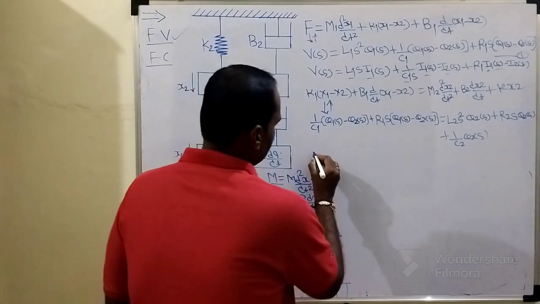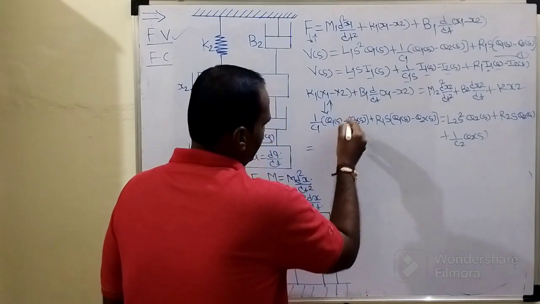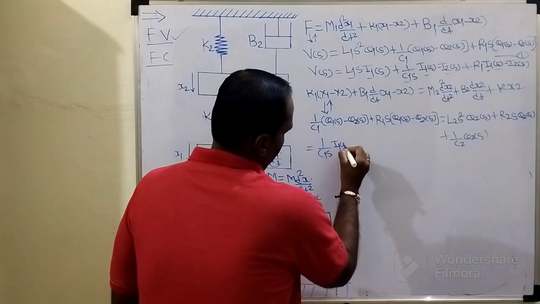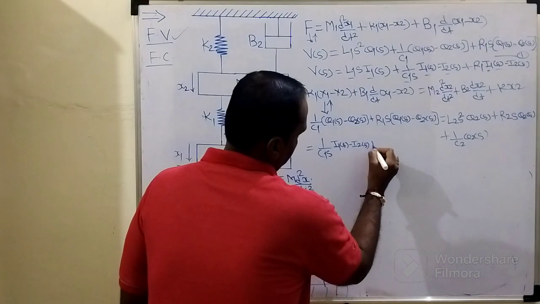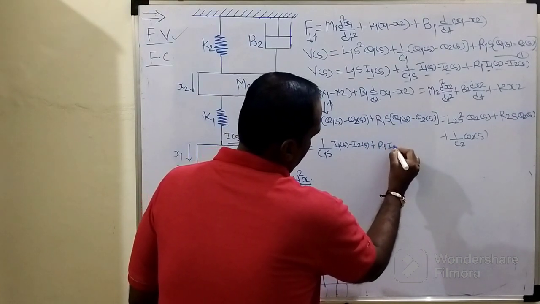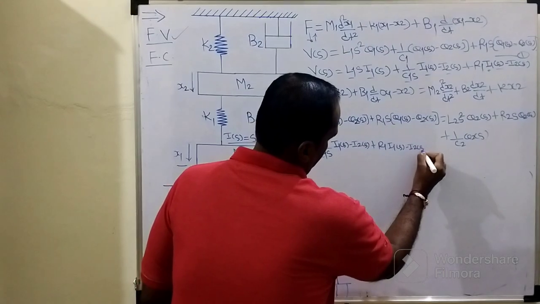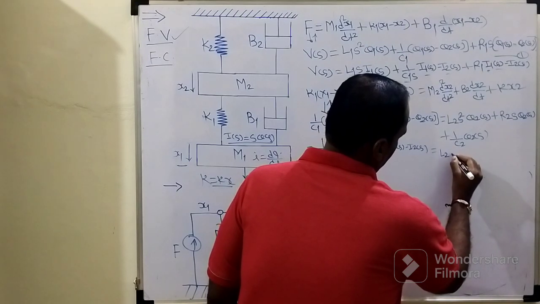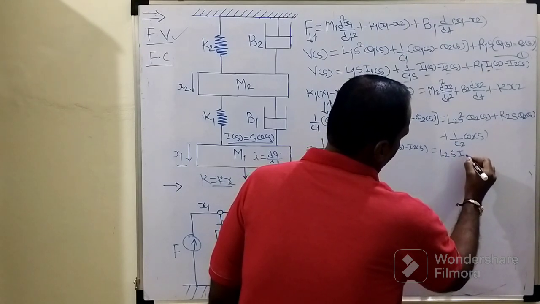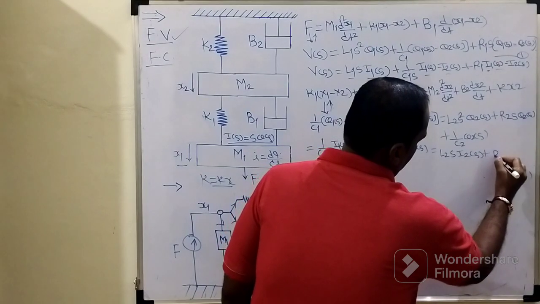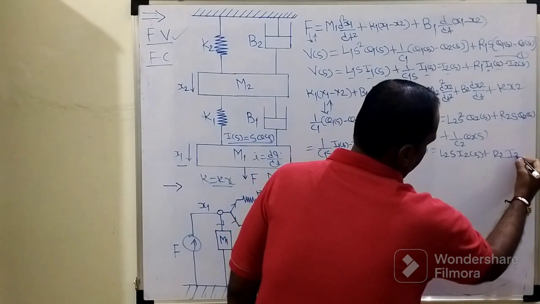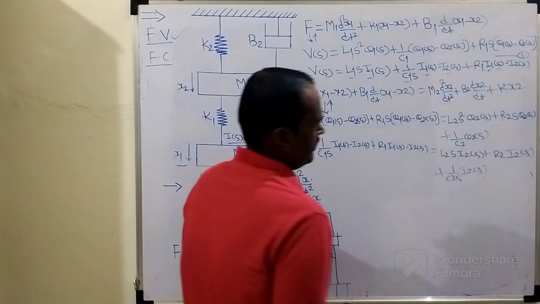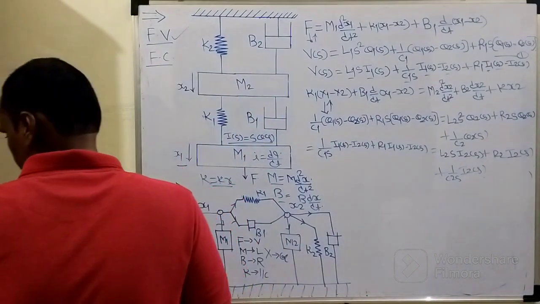Then similarly we need to replace this s into q of s with I of s. As a result of replacement, we don't have the s term, so it gets divided. So 1 over c1 times s into I1 of s minus I2 of s, plus r1 into I1 of s minus I2 of s. Then L2 into s square, so L2 times s into I2 of s, plus 1 upon c2 s into I2 of s. So this is how this equation will look.